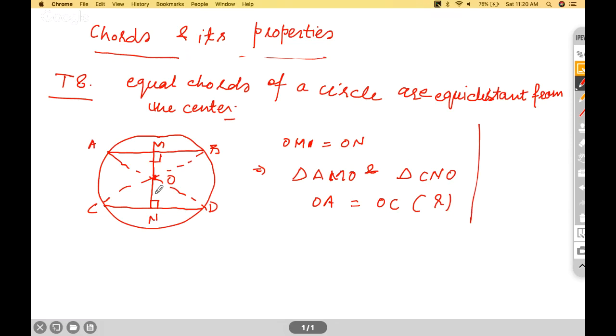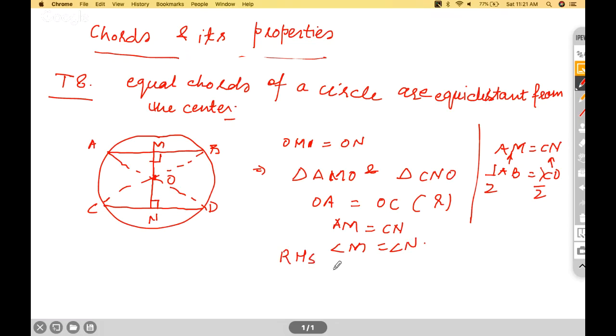I also know that if a perpendicular is drawn from the center to the chord, it bisects it. So I know that AM is equal to CN because AB is equal to CD. So half of AB will be equal to half of CD, and half of AB is AM, half of CD is CN. So I'm writing here AM is equal to CN, and I know that angle M is equal to angle N. So I have RHS congruency.